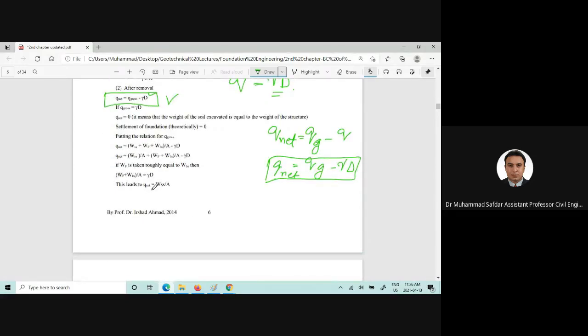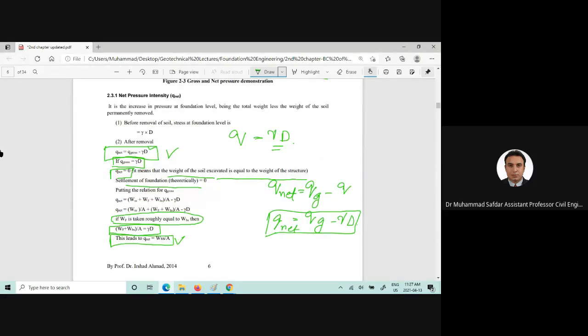Now, for example, if the Q gross is equal to gamma into D, then the Q net will become 0, which means that the weight of the soil excavated is equal to the weight of the structure, and settlement would be 0 theoretically. But if we further simplify this equation, where the weight of the footing is taken roughly equal to the backfill soil, then the weight of the footing and the backfill soil divided by the area will be equal to gamma into D. This leads us to a simplified equation: the weight of the superstructure divided by the area will give us the Q net.